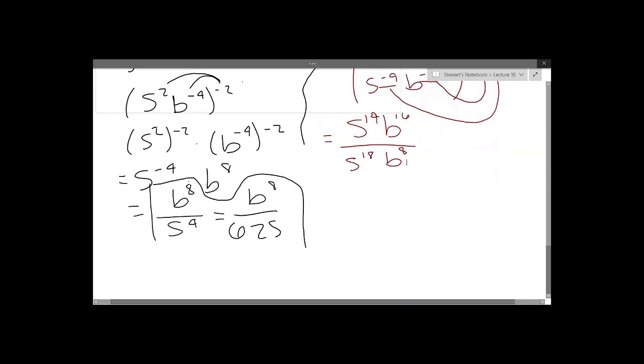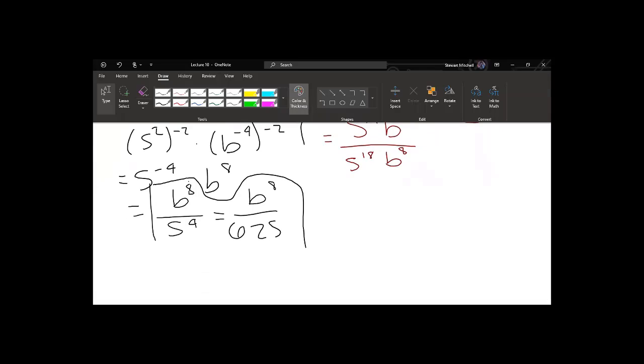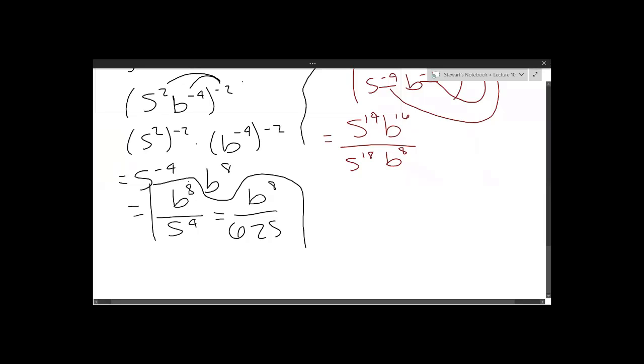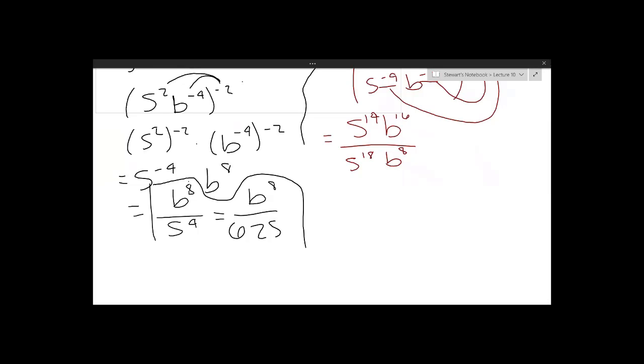Okay, following the same thing for these different bases now. 5 to the 14th over 5 to the 18th. When you subtract those, 14 minus 18 is -4, so you're left with 5 to the -4th. When you subtract the exponents for the b's, you have 16 minus 8, which is once again just 8. And then same thing as before, the b to the eighth can stay in the numerator. This 5 to the negative fourth can go to the denominator to become 5 to the positive 4. And then if you simplified it even further and evaluated that number, it'd be b to the eighth over 625.